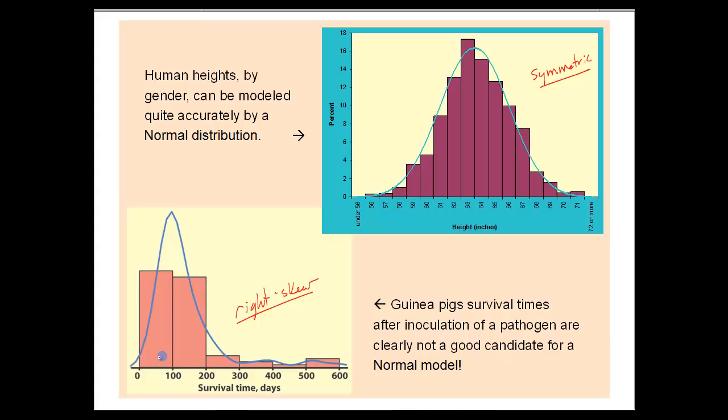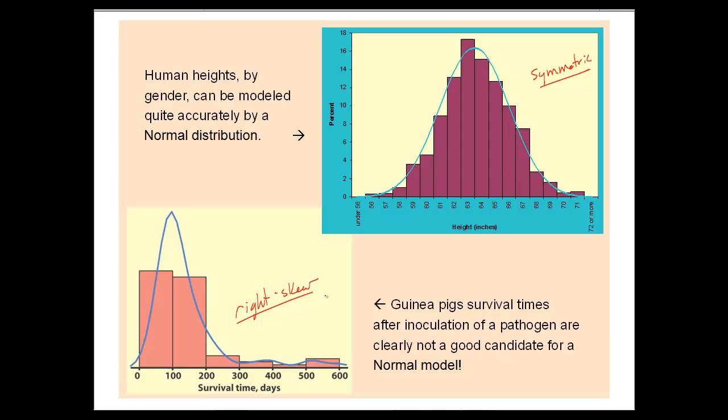So it looks like the majority of guinea pigs die within 200 days of inoculation, and then we have a few that survive out past that. But this is definitely a right skewed type of distribution, and a normal model would not be a good assumption to make here.